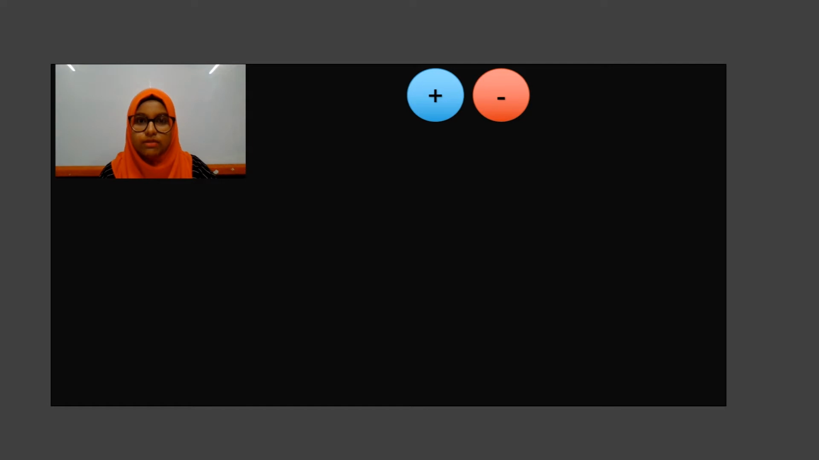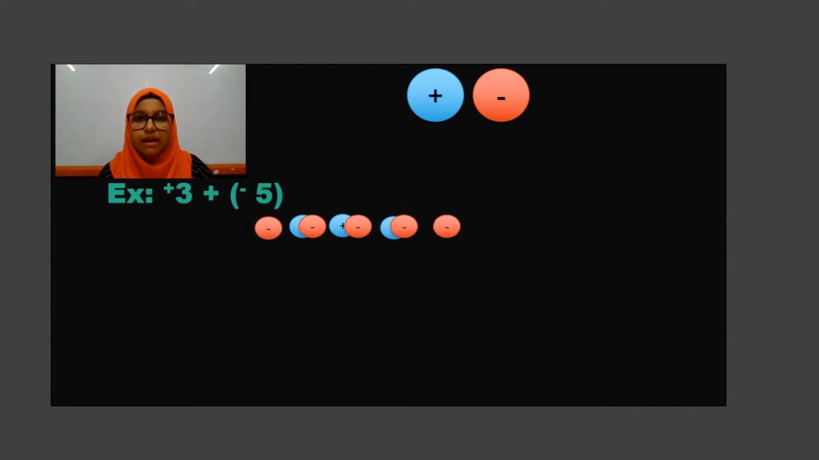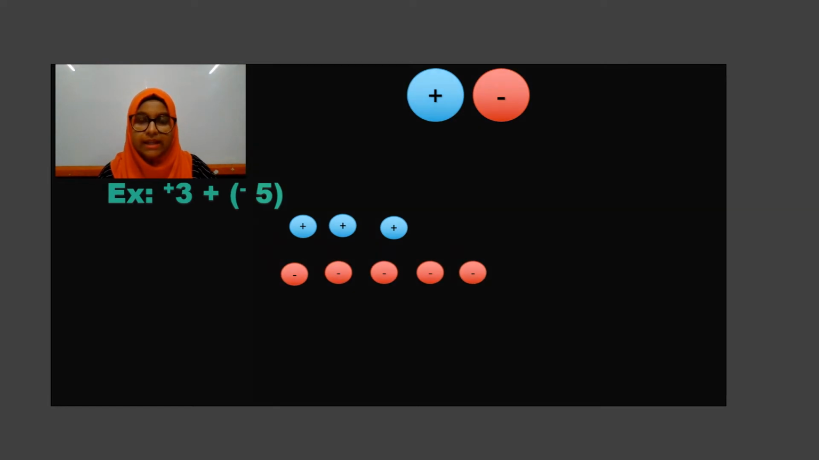Here blue is for positive and red is for negative. Question is plus 3 plus minus 5. Here 3 is a positive number and 5 is a negative number. So first what we are doing is we have to add 3 positive counters and 5 negative counters. That means 3 blue counters and 5 red counters. After that we have to remove the 0 pairs. Here we can remove 3 0 pairs.